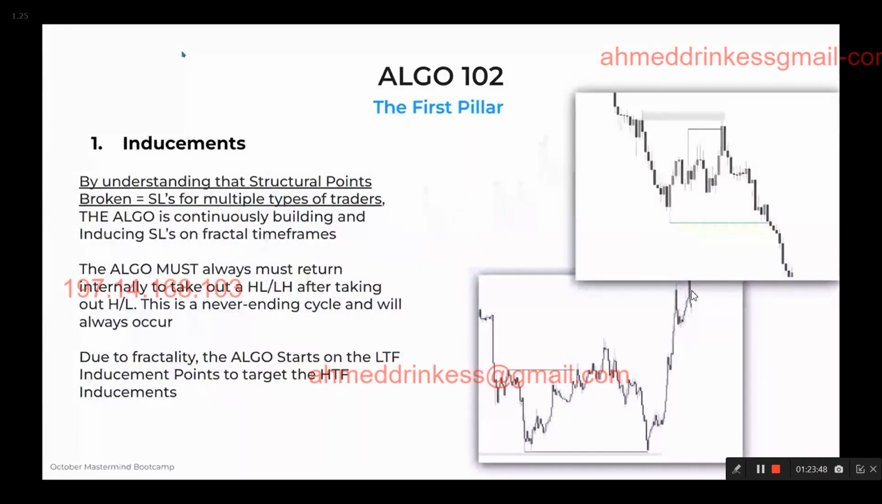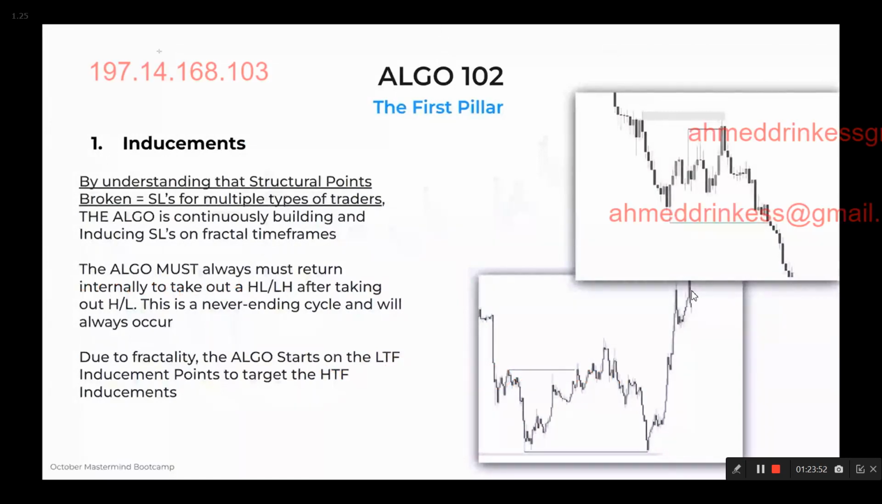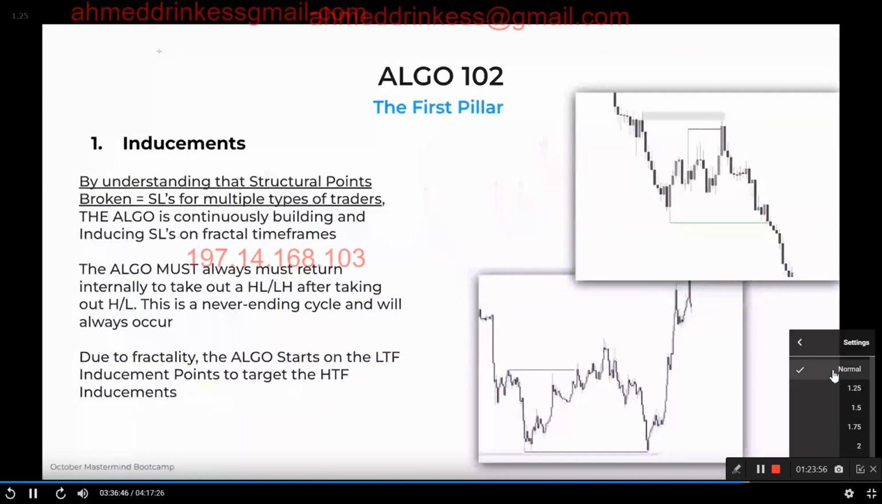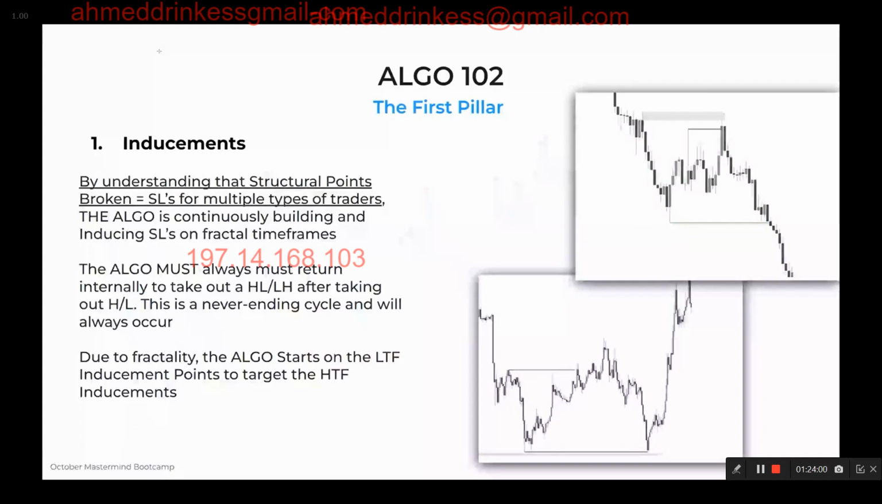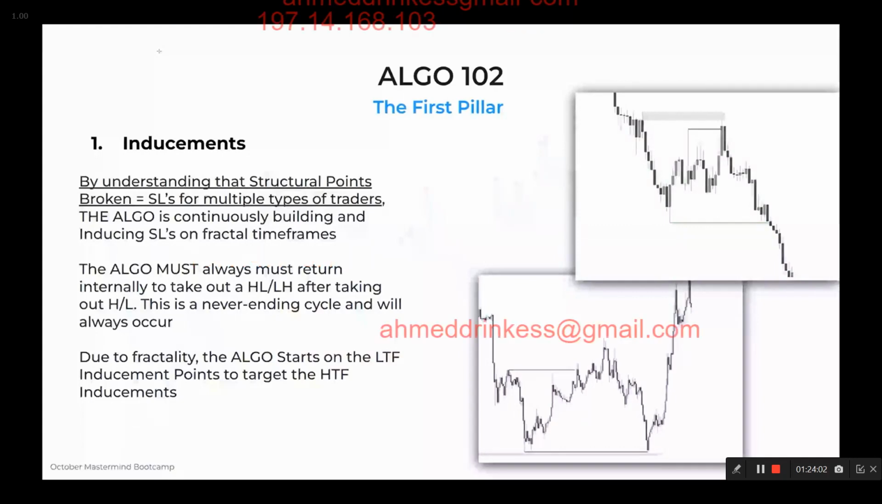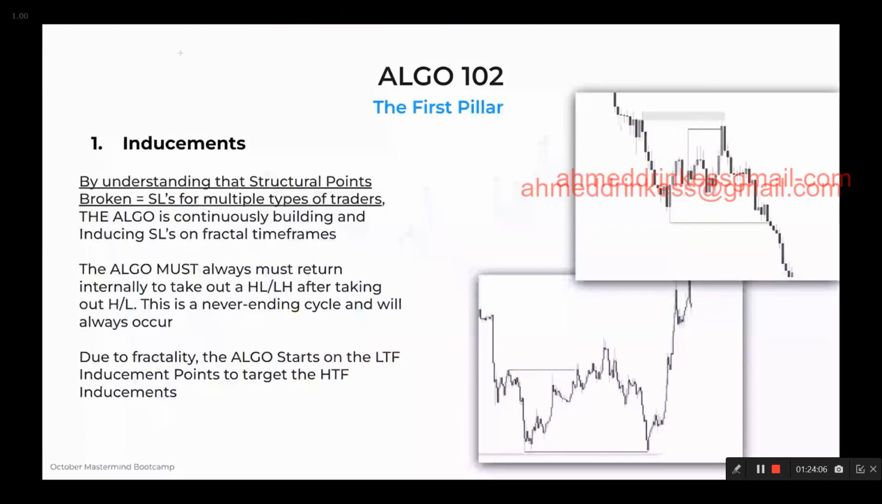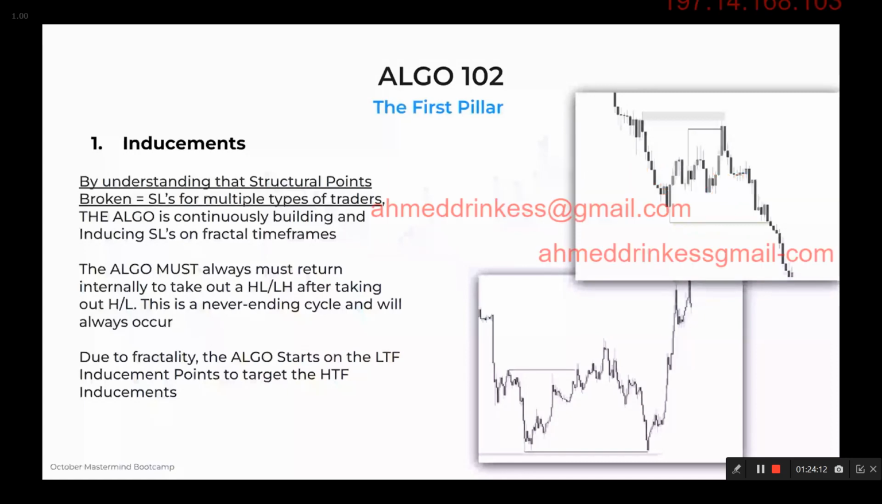The first one is inducement. We've conceptually talked about the algo and how it is regulated, but now it's time for you to see the different pillars and how it actually makes everything regulated. So inducement is the first pillar of the algo. By understanding that structural points, when they get broken, this equals SLs for multiple types of traders.